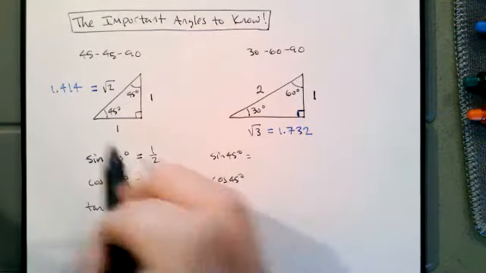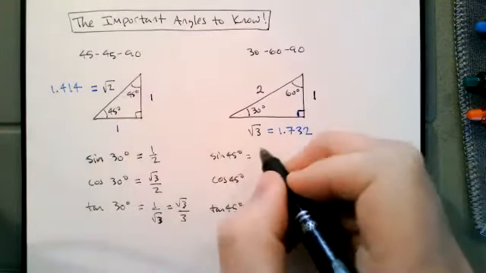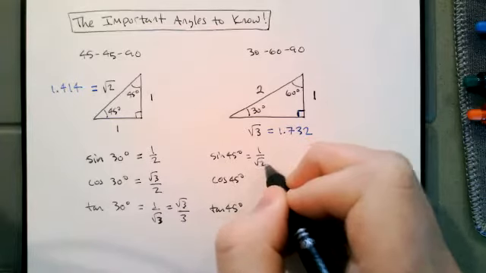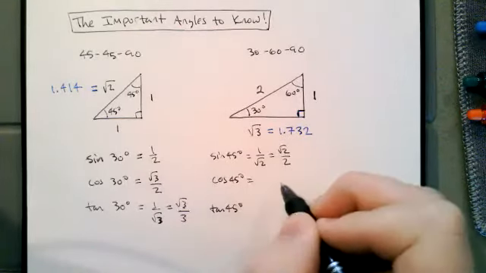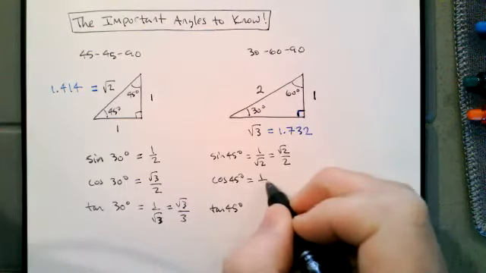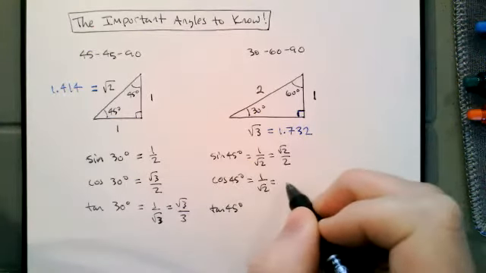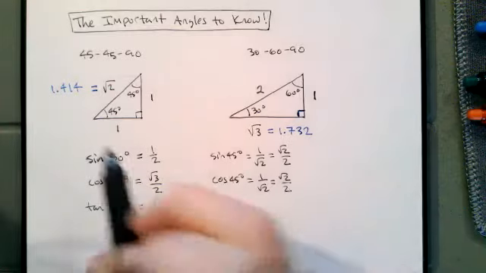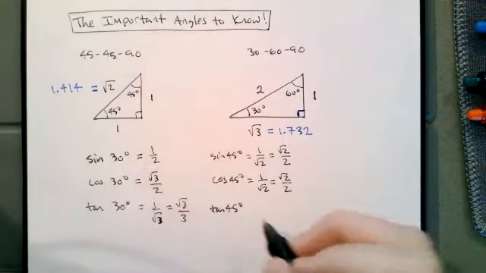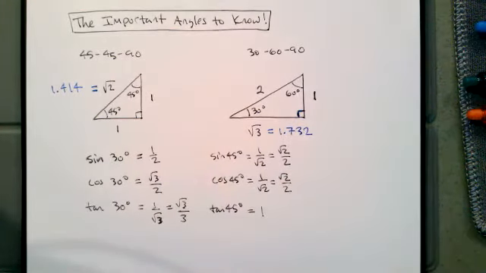So sine of 45 is opposite over hypotenuse, 1 over the square root of 2, which we usually write as √2/2. Cosine of 45 is adjacent over hypotenuse, so we also get another √2/2. Tangent of 45 is opposite over adjacent, and so that's just going to be 1.